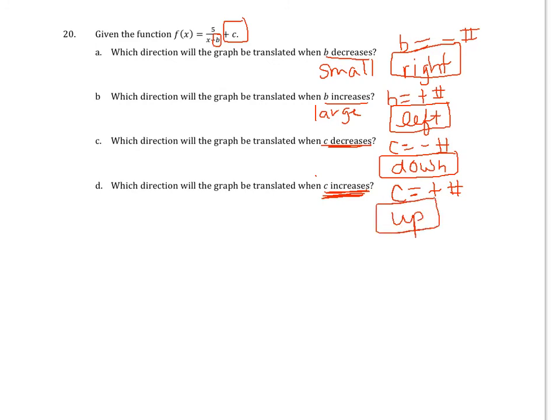Now remember on these, if you ever are wondering what actually happens to it, just put in some numbers for b and c and graph them on your calculator, and let's compare them. If you're wanting to know what happens when b decreases, then put in a number where b is large and then a number when b is small, and compare the two. And that's the best way to do these problems.